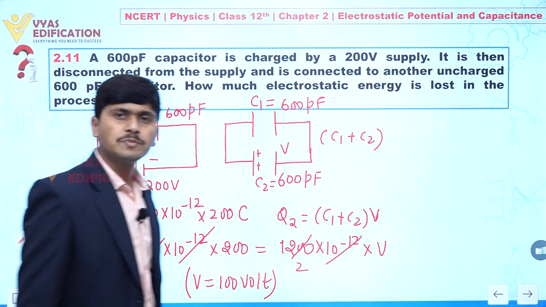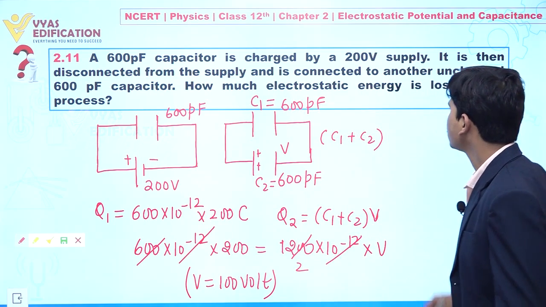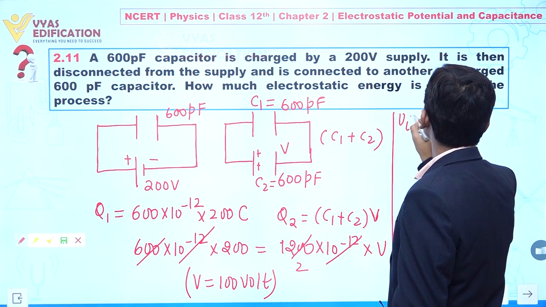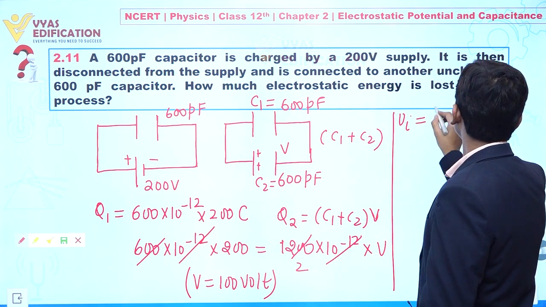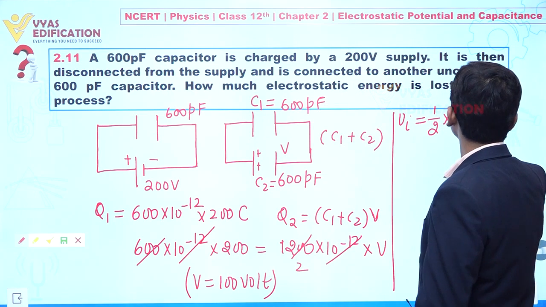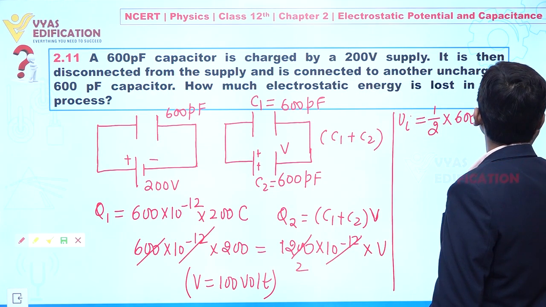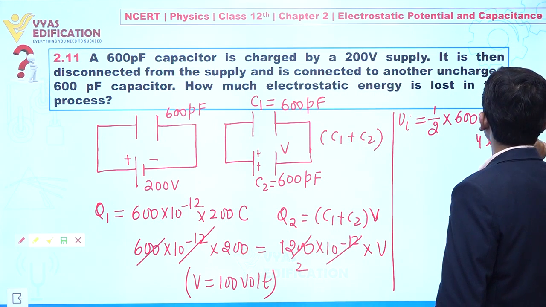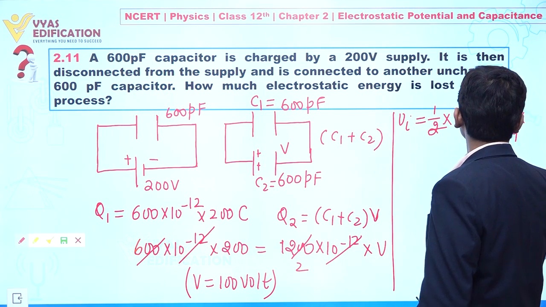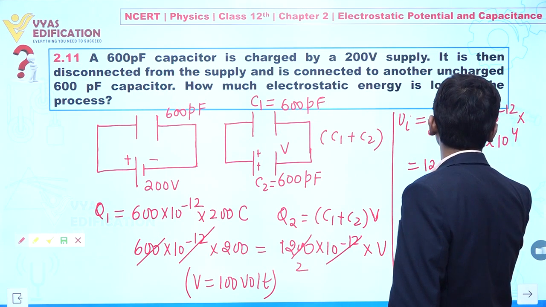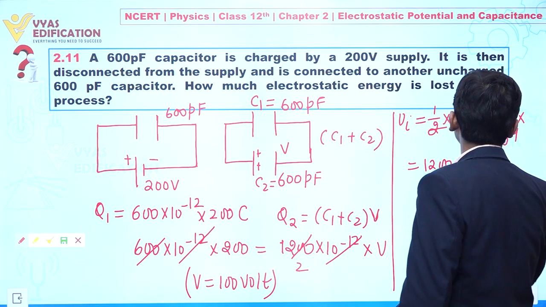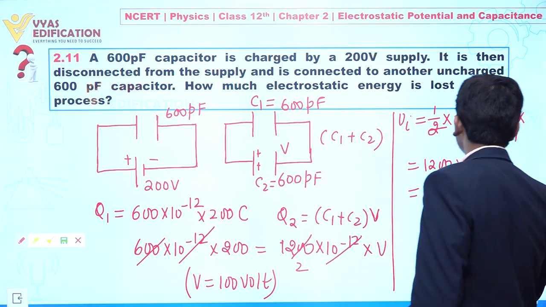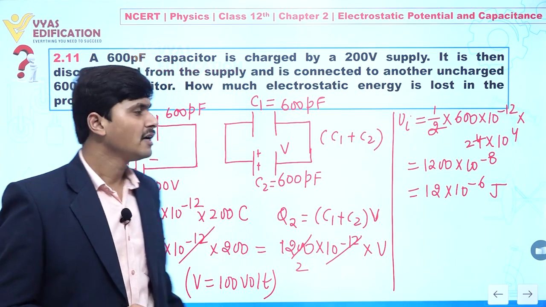Clear? Now our objective in this question is to calculate the lost electrostatic energy. For that, first we find the initial energy. Initial energy is given by half of CV square. C is given to you, 600 picofarad, and V square, V is given as 200 squared. So we can write 4 into 10 to the power 4. From here we can say this is 2. So this becomes 1200 into 10 to the power minus 8. From here you can say this is 12 into 10 to the power minus 6 joule. So this is the initial electrostatic energy in the capacitor.